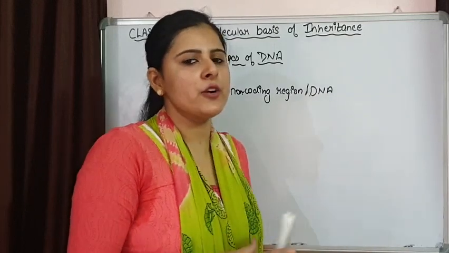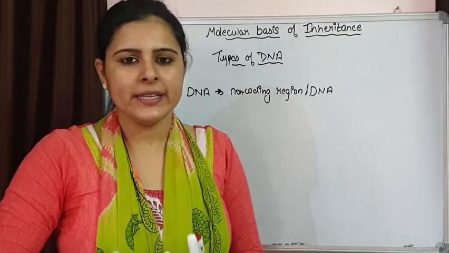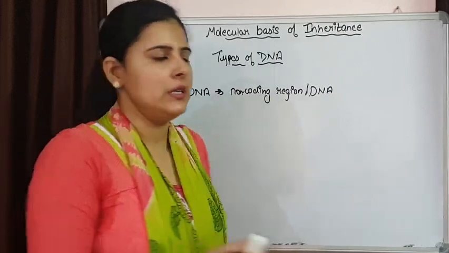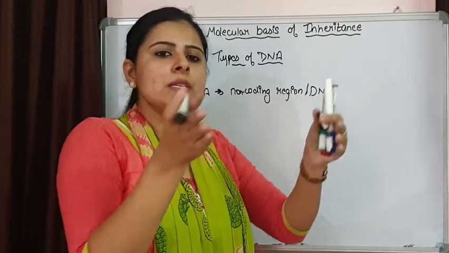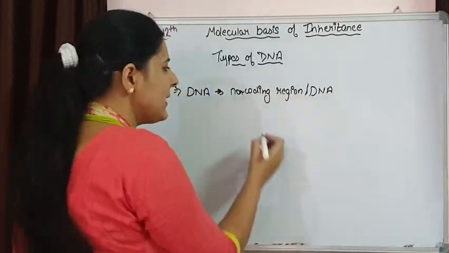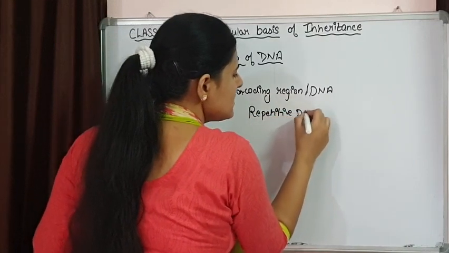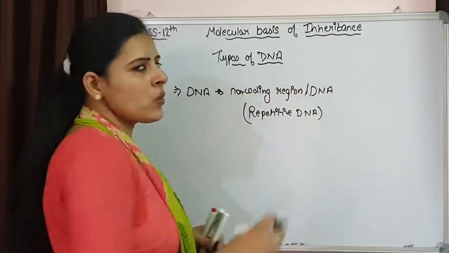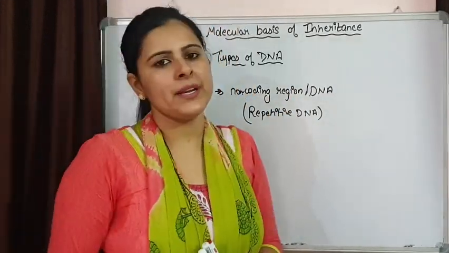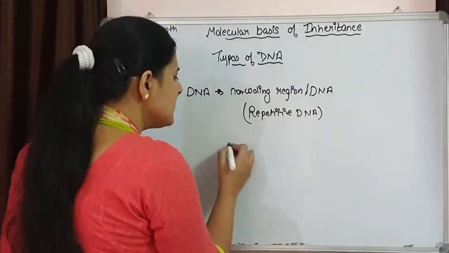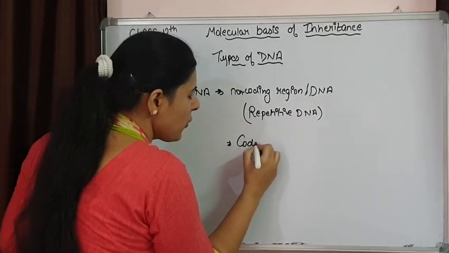And maximum part of our DNA is non-coding region, or non-coding DNA, and most of the non-coding portion is repeated. The sequence is repeated, and that's why it is known as repetitive DNA. The sequences that are present in this non-coding region are highly repetitive. That's why we say it is repetitive DNA. And only a small portion of this DNA is coding region.